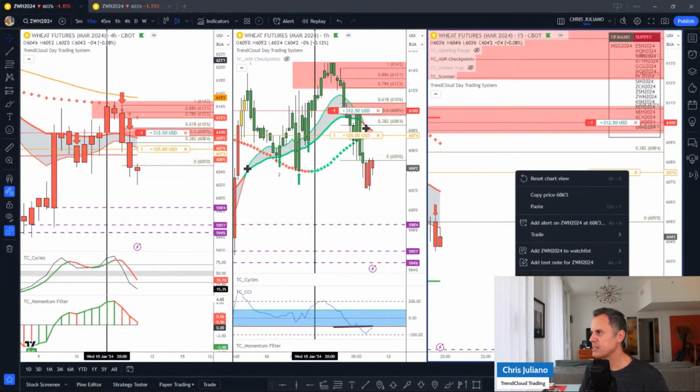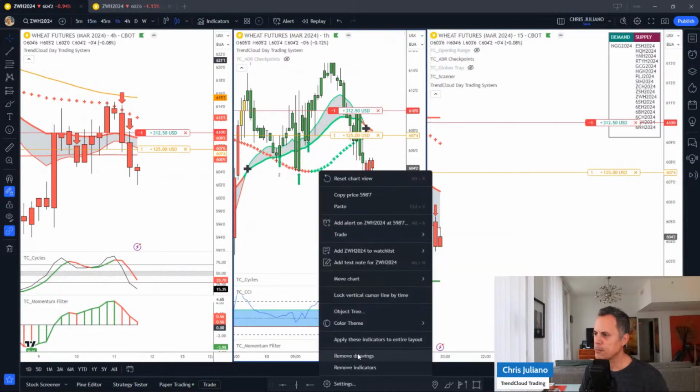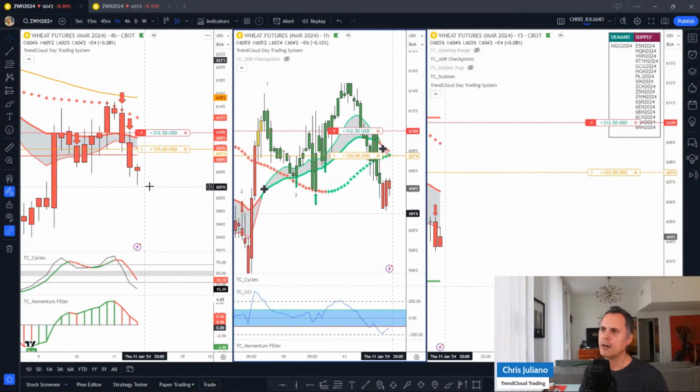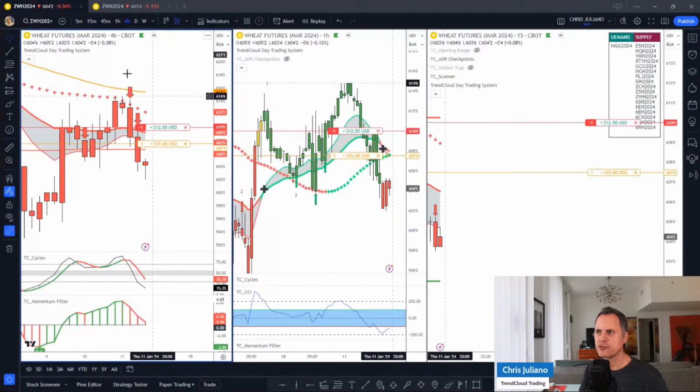Let's just erase everything, and I'll go over it from the very beginning. On the 4-hour chart, the trend is down. We are also cycling down, which means we're in an impulse phase. So downtrend, impulsing down, and momentum is also down. We've got all three elements, trend, cycles, and momentum, all facing down.